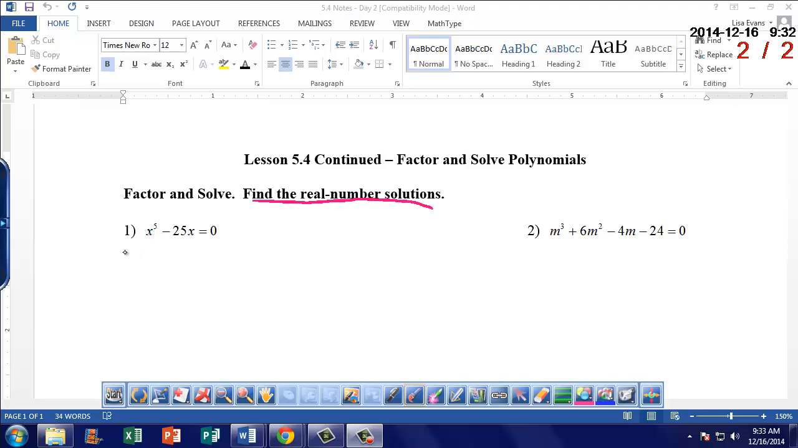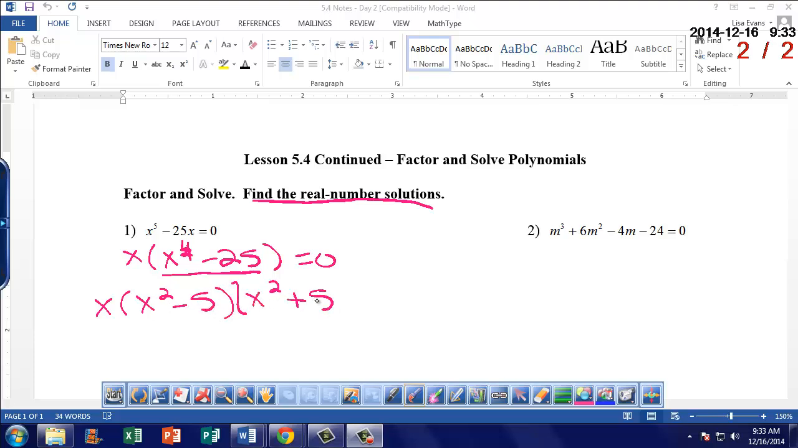Number one, you should recognize that you can take an x out of both of these terms. So we're left with x to the fourth minus 25 equals 0. I'm hoping that you recognize that this is the difference of two squares. So we have x times x squared minus 5 times x squared plus 5. Now, this is as far as we can factor any of these parentheses. We're going to set each factor equal to 0 and solve.